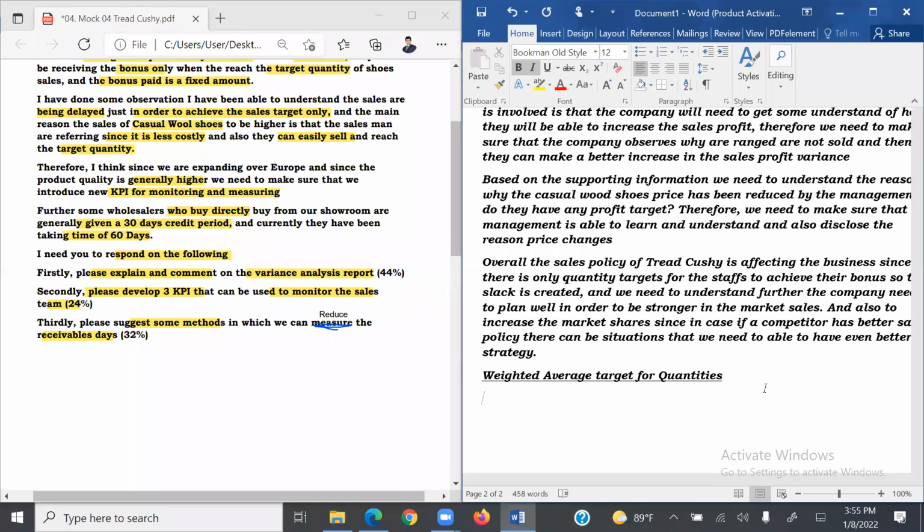Now, see, students, you need to tell them that if you are going to sell 1,000, 500 should come from this shoe, 200 should come from this shoe, and 300 should come from this shoe. Are you understanding what I'm saying there, students? Yes or no? Earlier you don't have a weighted average. You just have quantities. You sell 1,000, you get it.